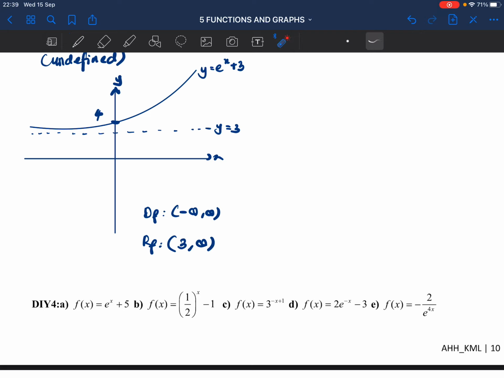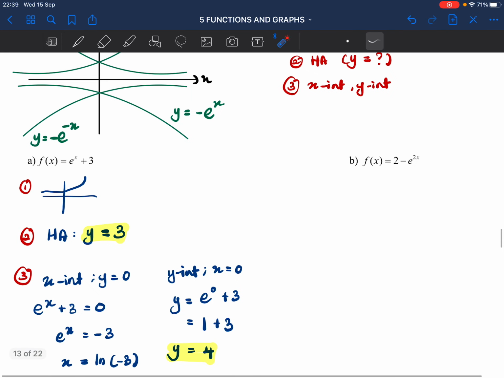Okay, so as you can see from here, kalau range kita, ini ialah horizontal asymptote kita. Okay, boleh faham ke? Ingat bukan 4 kita punya range. Range kita starts from horizontal asymptote up to infinity. Okay, so let's see question B.